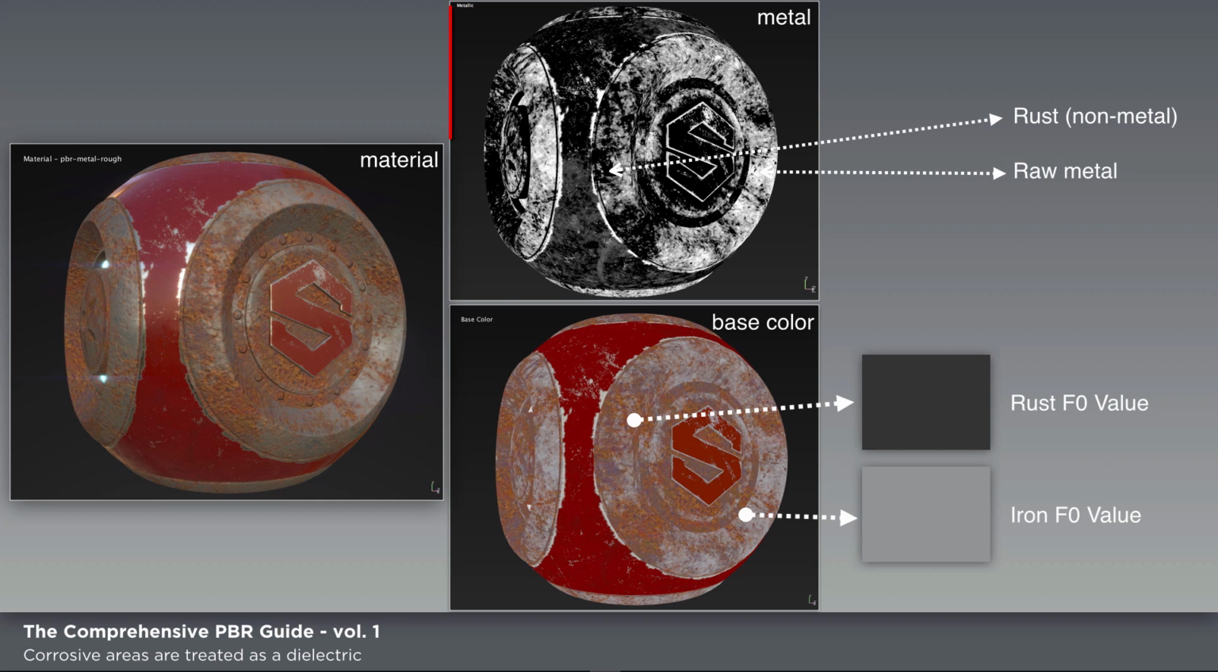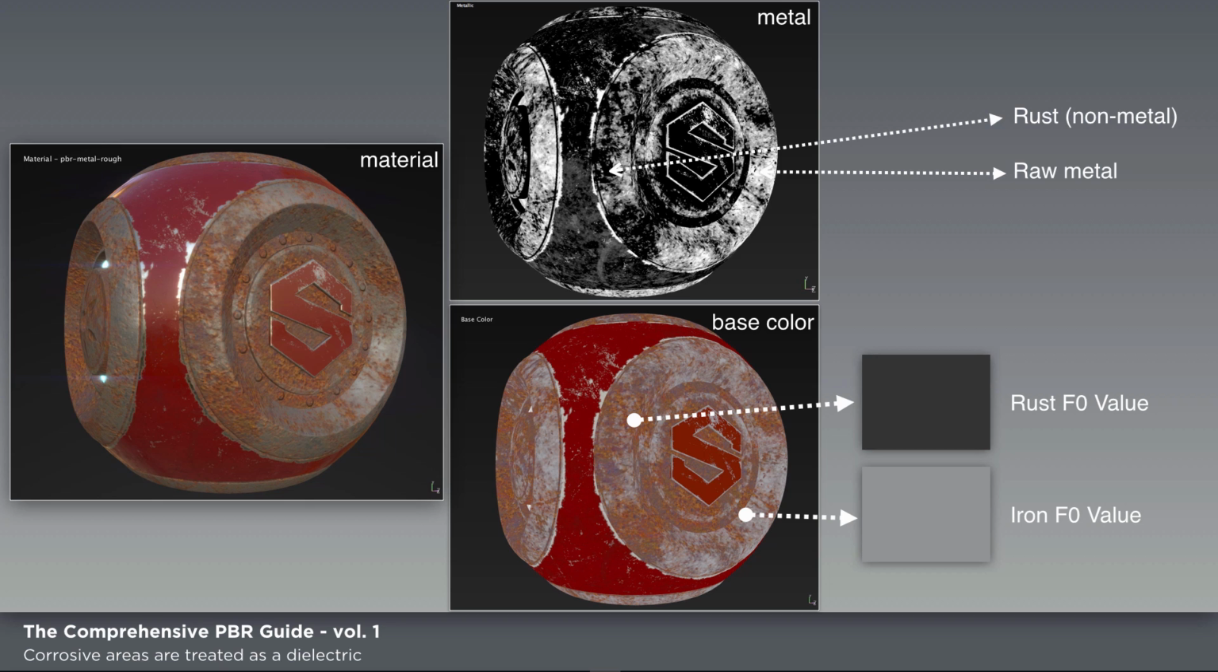Looking at rust, the areas of rust should be set to black in the metallic map to denote non-metal. The reflectance value for the rust is then set to the default 4% value for the F0. With the metallic workflow, this is hard-coded in the shader, and we don't have to worry about it. This means the rust in the base color is simply authored as diffuse reflected color.